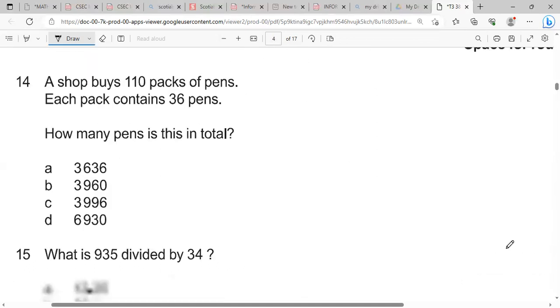All right. A shop buys 110 packs of pens. Each pack contains 36 pens. How many pens in total? So work out that one, guys, and tell me what's the answer in the comment section.